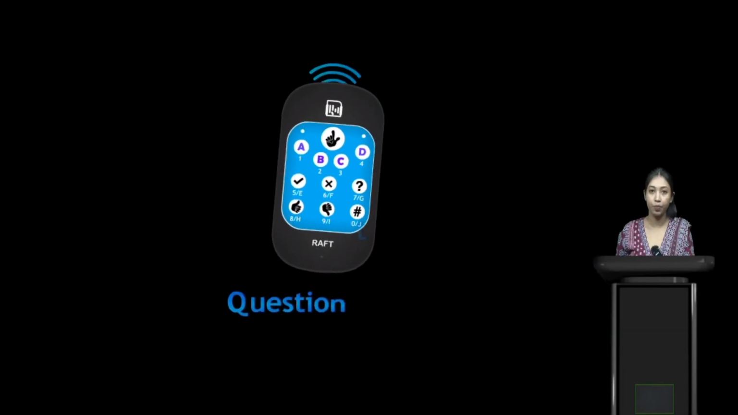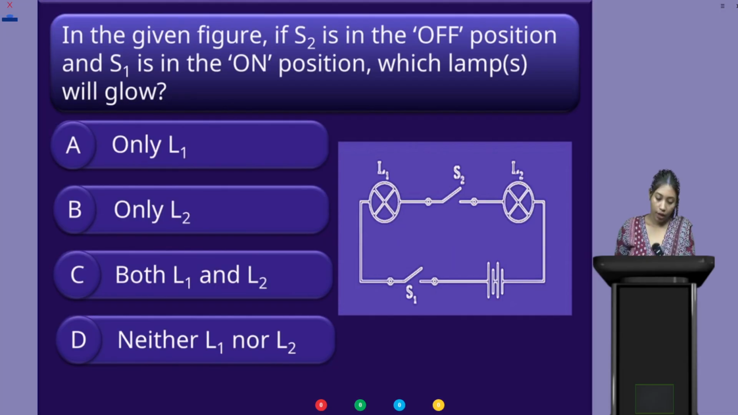Okay, now it is a question. In this given figure, if S2 is in off position and S1 is in on position, which lamp will glow? Option A, only L1 lamp. Option B, only L2 lamp. Option C, both L1 and L2. Option D, neither L1 nor L2. For this, I'll give you 30 seconds.